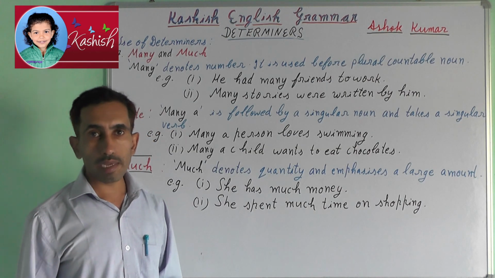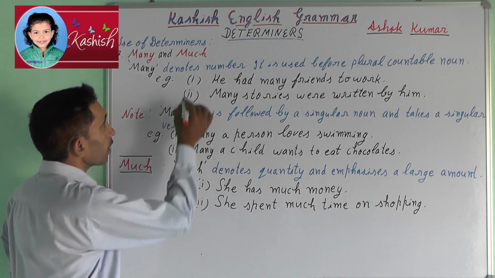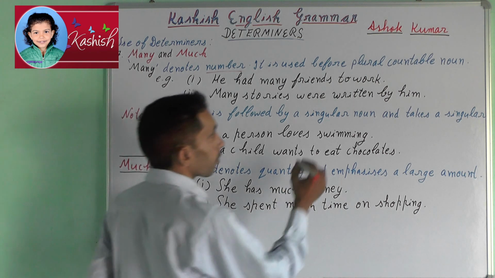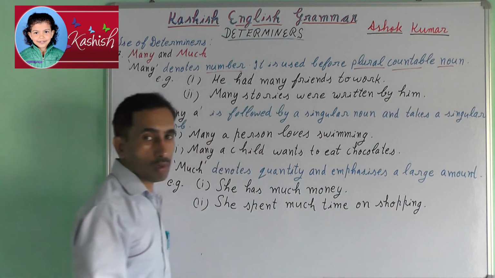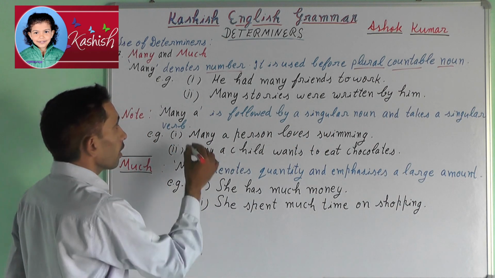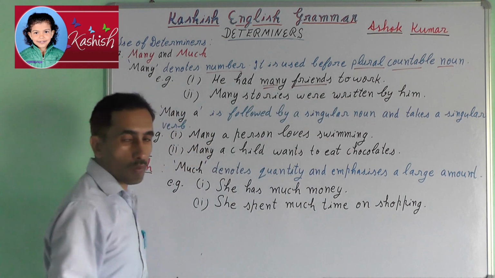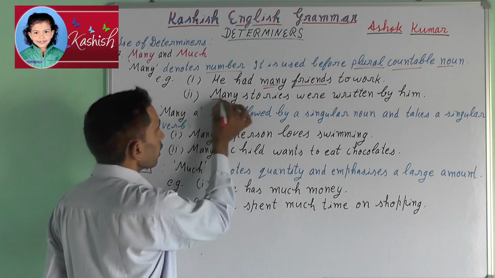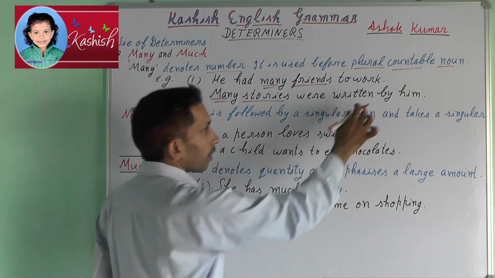Seventh, many and much. Many denotes number. It is used before plural countable nouns. For example, he had many friends to work with. Next, many stories were written by him.